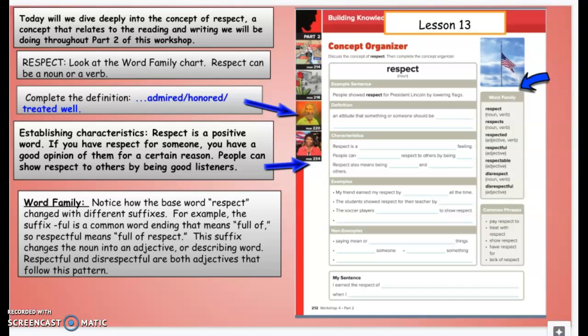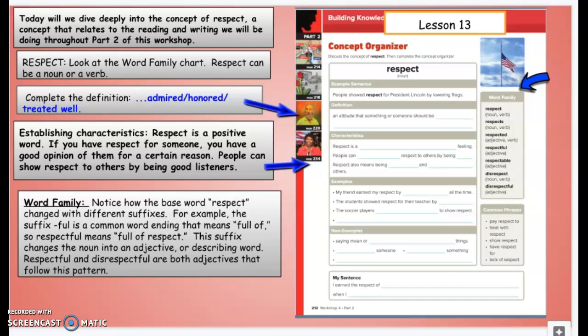All right, so if we look at the definition, you'll see the example sentence. It says, people showed respect for President Lincoln by lowering flags. You'll notice in that visual picture the flags flying at half-mast. We did this in order to show our respect, and that would be a universal symbol for respecting, and in this case it was respect for President Lincoln.